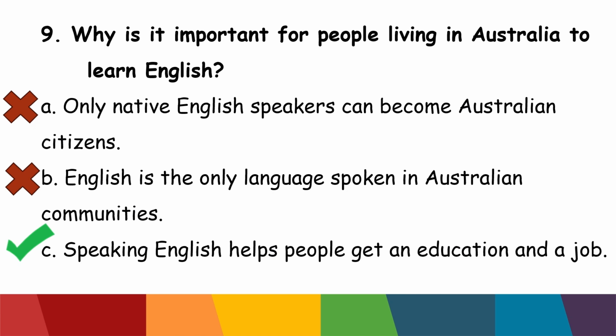We know that answers A and B are not true because Australia is a multicultural nation where many different languages are spoken and valued. In Australia, we celebrate the diversity of all of Australia's people. Answer C, speaking English helps people get an education and a job, is correct because using one national language to communicate helps everyone to participate in society. You are likely to live a more prosperous and fulfilling life in Australia if you are able to speak English well enough to study and work in English.